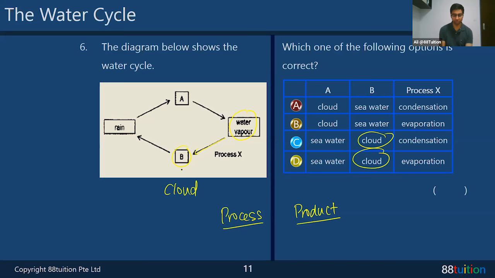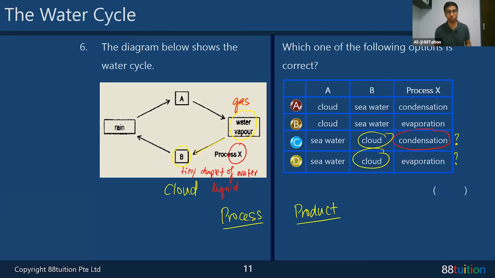And from water vapor to become cloud, this is the important part. Is it condensation or evaporation? Remember, water vapor is a gas. So always write this down if you are confused. Here, cloud is tiny droplets. Droplet means water, liquid. So therefore you know the process X is condensation. This is the important part.